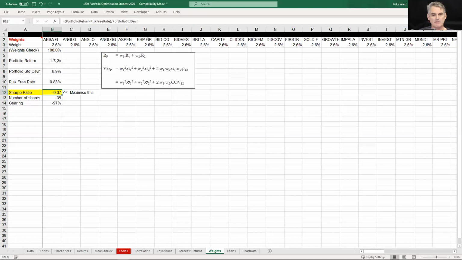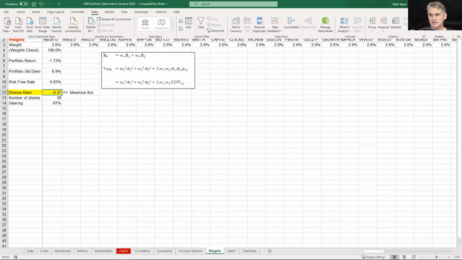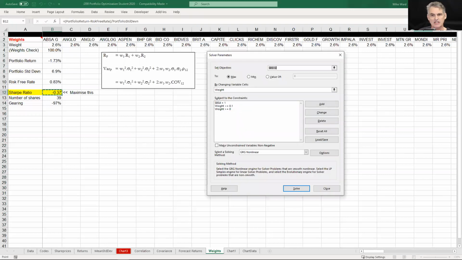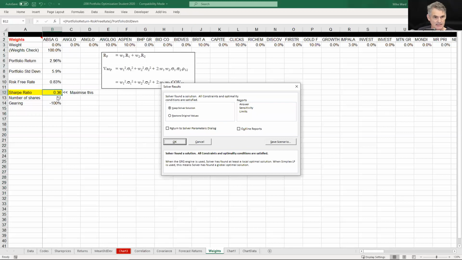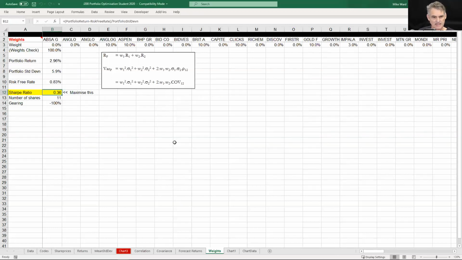But we're going to run Solver again. So we're going to go to Data and Solver, and I'm not going to change anything here. It's all fine. I'm just going to say solve, and I'm watching this now with Sharpe ratio minus 0.37, and it says, okay, it's got a much better result. It's got it to plus 0.36. So let's go and have a look at that.